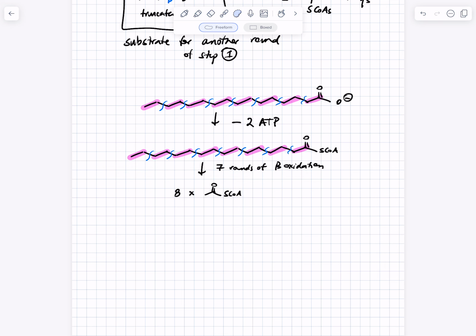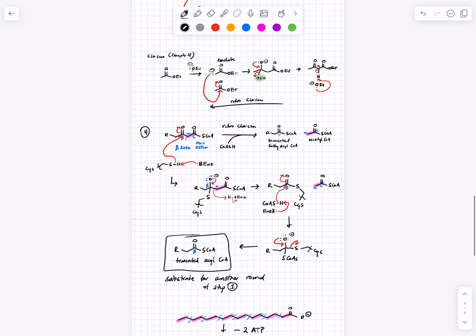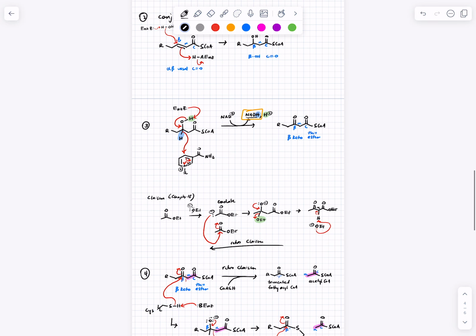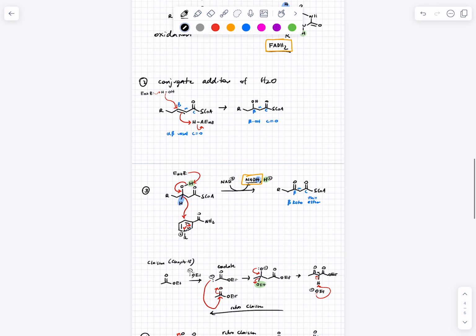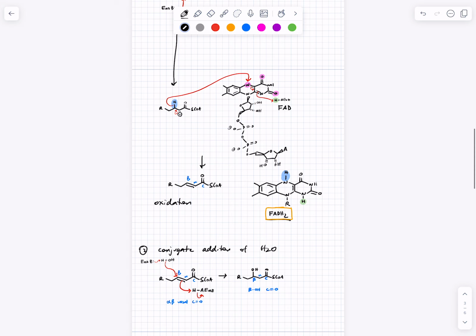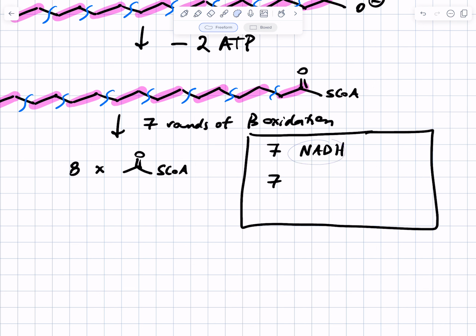Now, in those 7 rounds of beta oxidation, how many molecules of NADH do we make per round of beta oxidation? Scroll back and look. Yeah, we just make the NADH in the alcohol oxidation step. And how many molecules of FADH2 do we make? Also 1. We just make that in making the alpha beta unsaturated carbonyl compound. So we're going to get 7 NADHs and 7 molecules of FADH2.